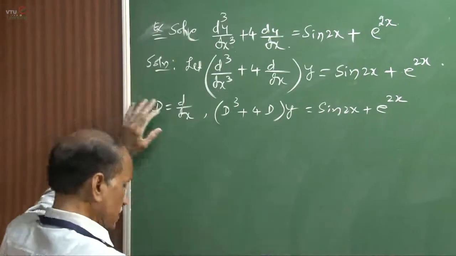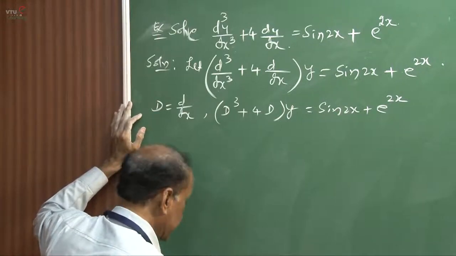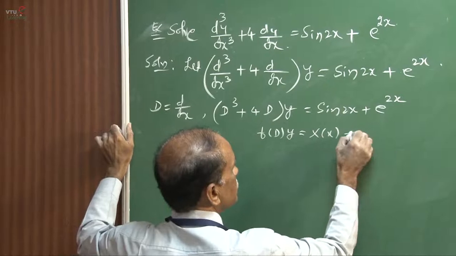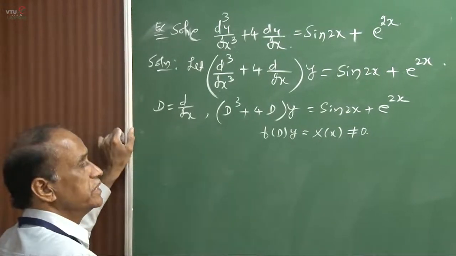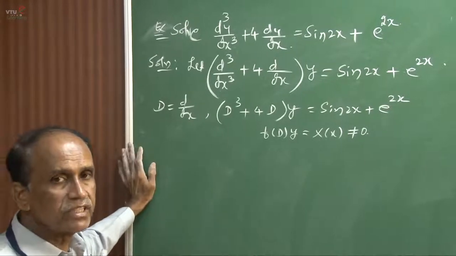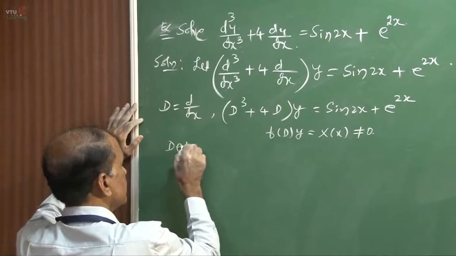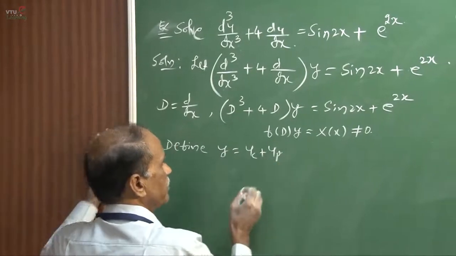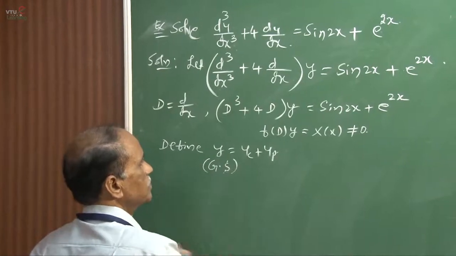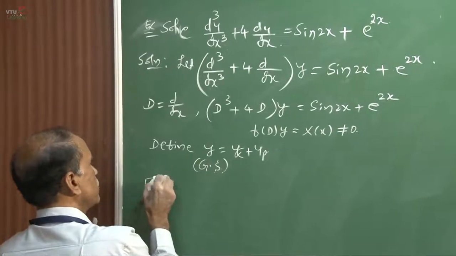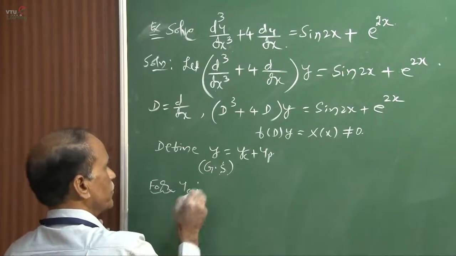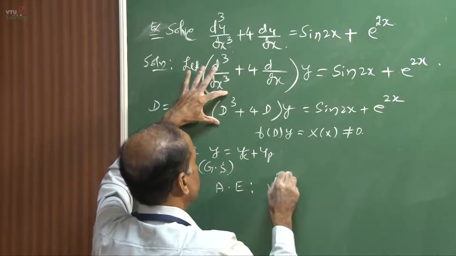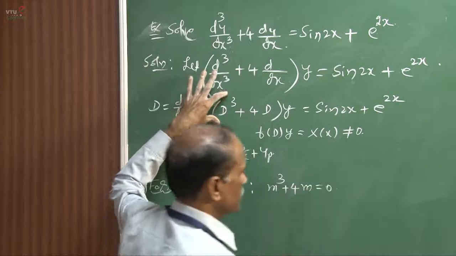Then you need to write the general solution as it is defined in the standard notations. That is f of D y is equal to X of x, which is not equal to 0. It is a non-homogeneous linear differential equation with constant coefficients. So define y is equal to yc plus yp as the general solution. Then for the complementary function, that is yc, you have to define the auxiliary equation. The auxiliary equation is m cube plus 4m equal to 0.